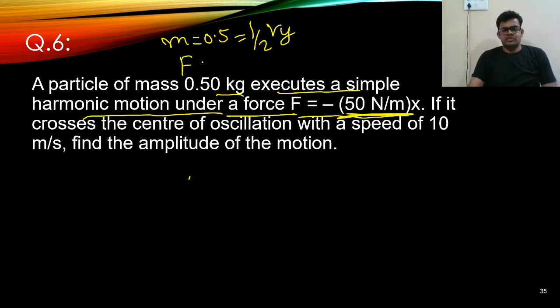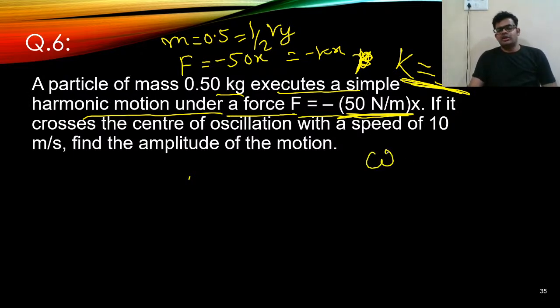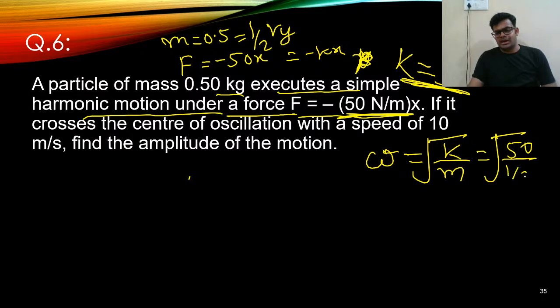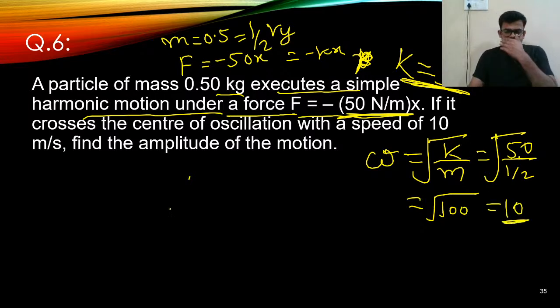Next, F equals minus 50x, so it can be written as minus kx. The value of k we are getting here is 50. So we have two values, the value of mass and k. What will be the value of omega? Omega is under root of k by m, right? The value of k is 50, the value of m is 1 by 2. So you are getting under root of 100, means 10. We are getting the value of omega equals 10.